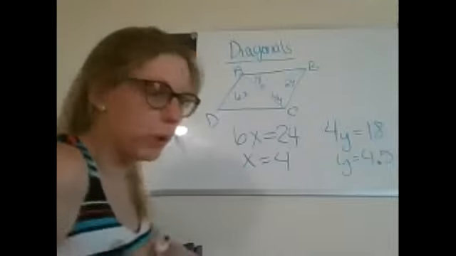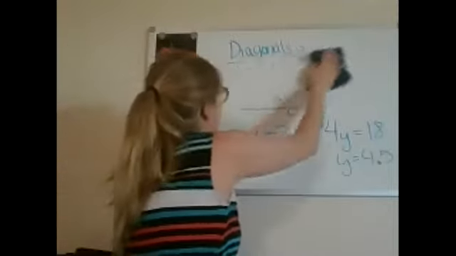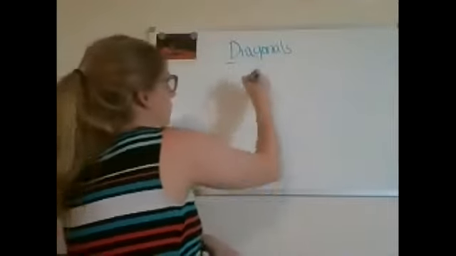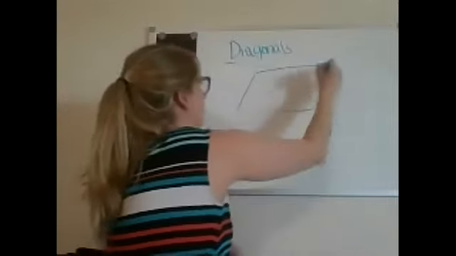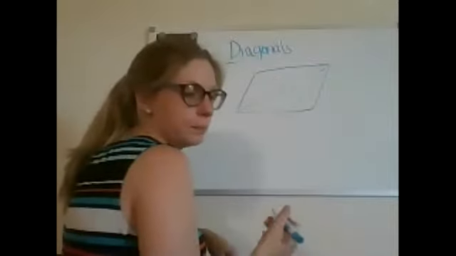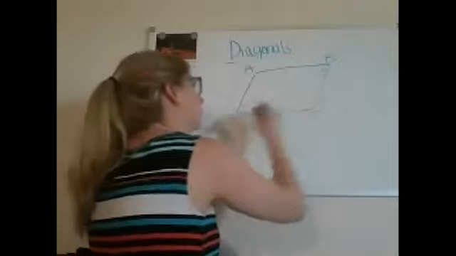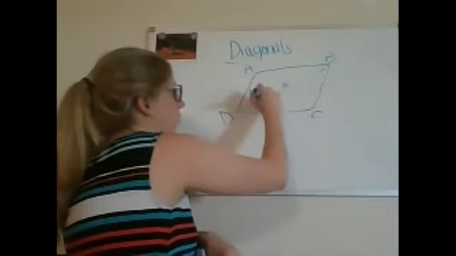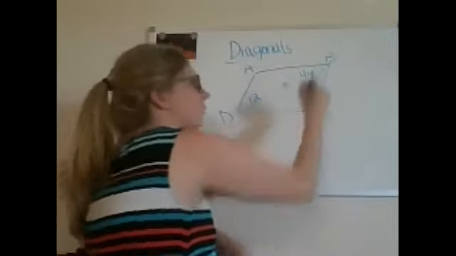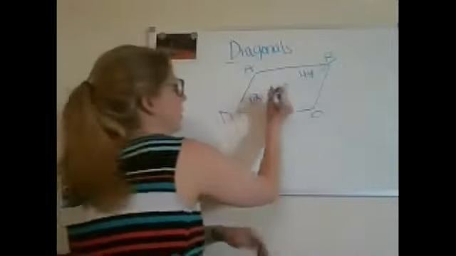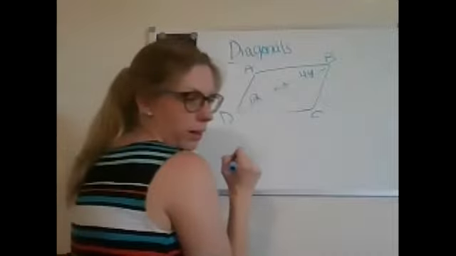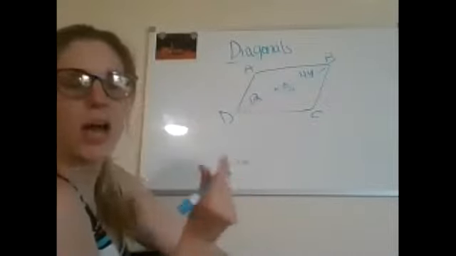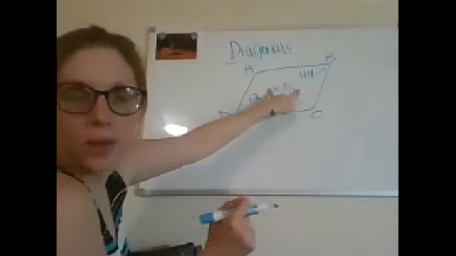All right, let's try one more. So let's redraw my parallelogram. Okay. So I'm going to tell you that right here is 12, and over here is 4y. And then I'm also going to tell you that this angle here is 30 degrees, and this over here is 2x. Ooh, that's kind of hard to see. I'm so sorry. So 30 and 2x are these two angles.